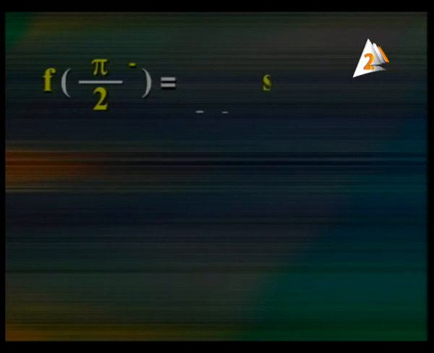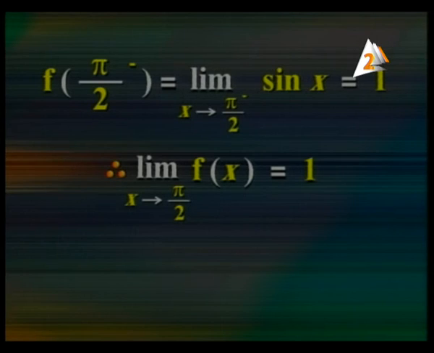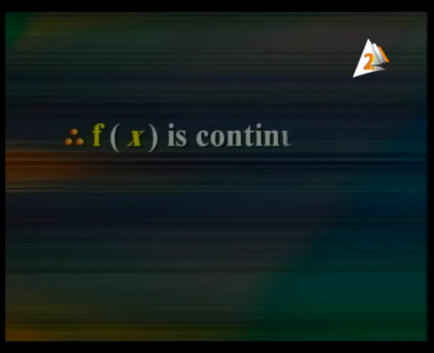f of pi over 2 negative equals the limit as x tends to pi over 2 negative of sine x, sine pi over 2 equals 1. In this case, we find the limit of f of x when x tends to pi over 2 equals 1, and f of pi over 2 equals 1. Therefore, the function is continuous at x equals pi over 2.